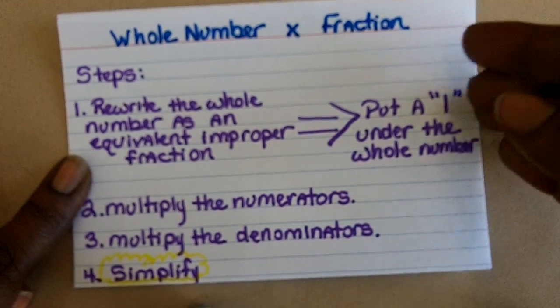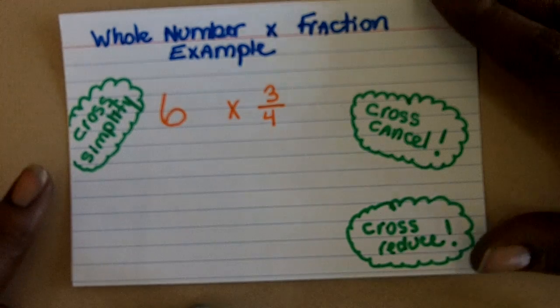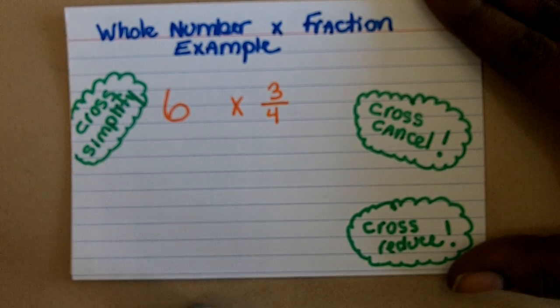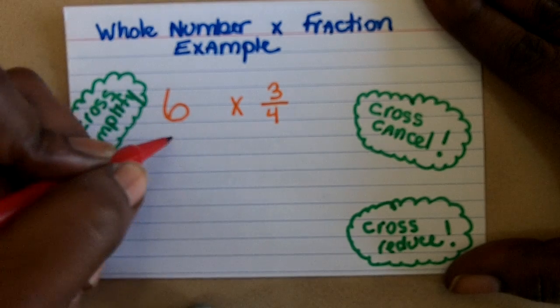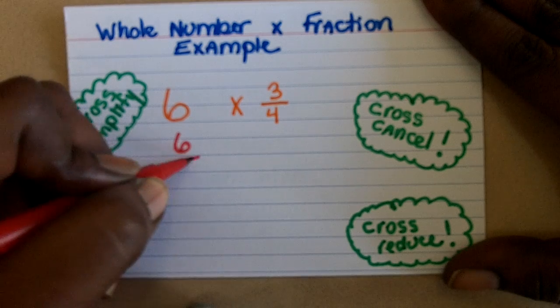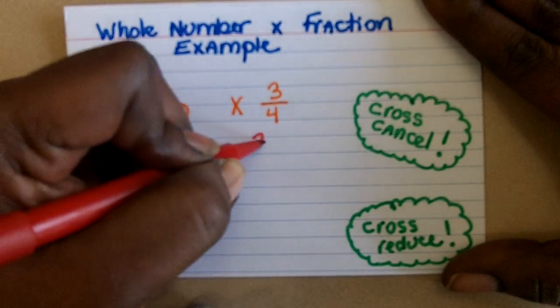So let's do an example of a whole number times a fraction. Here we have 6 times 3/4. So step number 1 said to rewrite the whole number as an equivalent improper fraction. So I'm going to rewrite 6 as 6 over 1. Copy the rest of this problem.